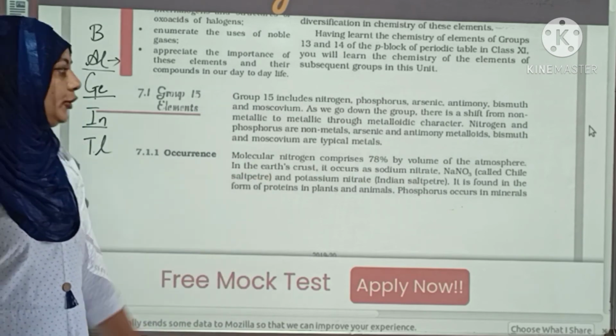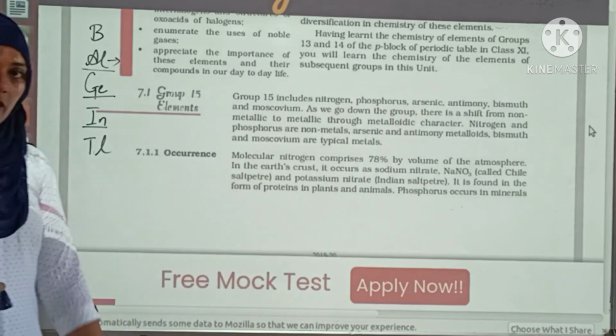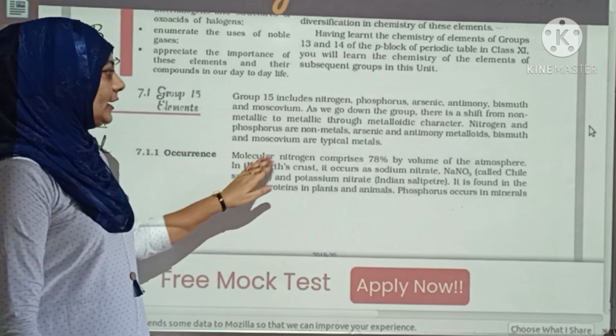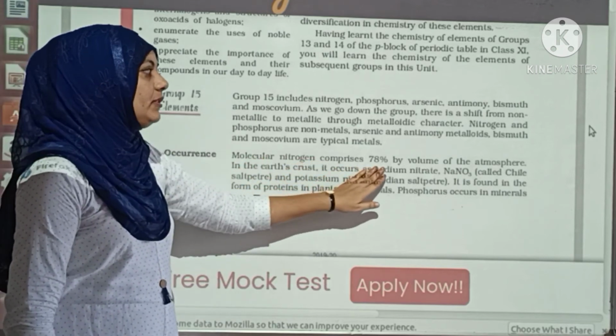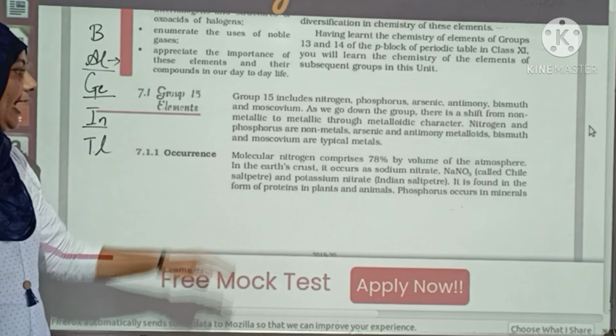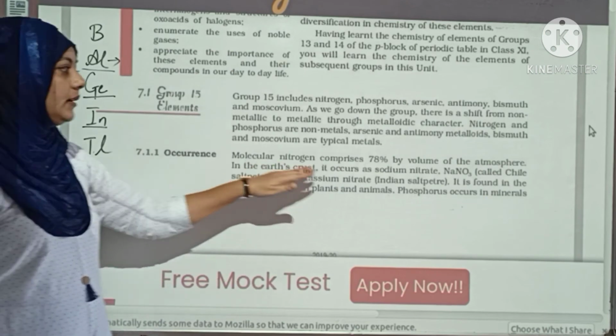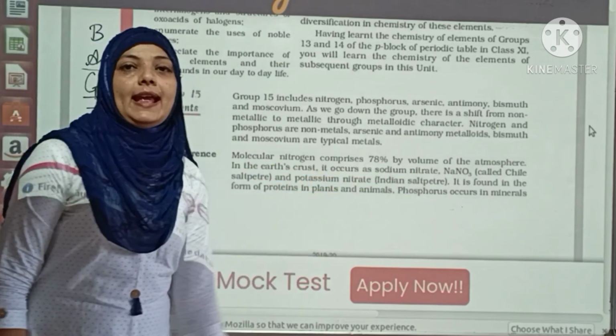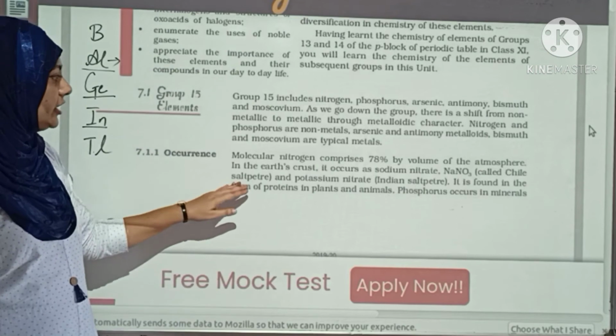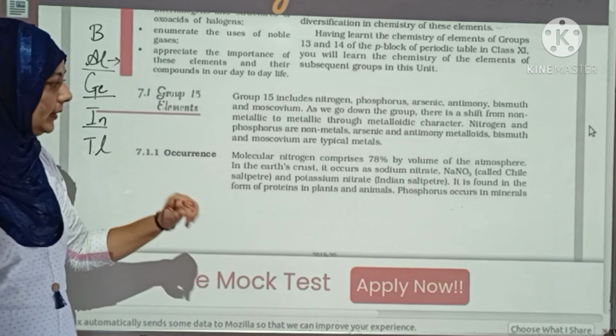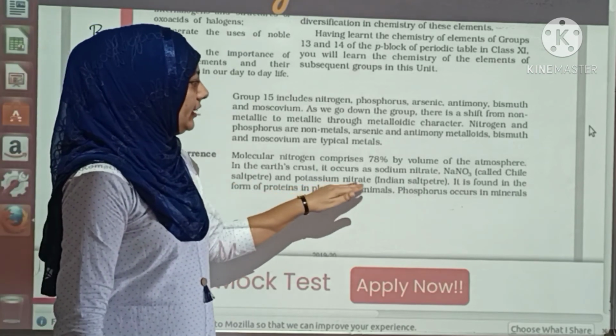So this is new for you. Occurrence, where they are obtained. Molecular nitrogen comprises 78% by volume of the atmosphere. In the earth crust it occurs as sodium nitrate, NaNO3, called Chile saltpeter, and potassium nitrate, Indian saltpeter.